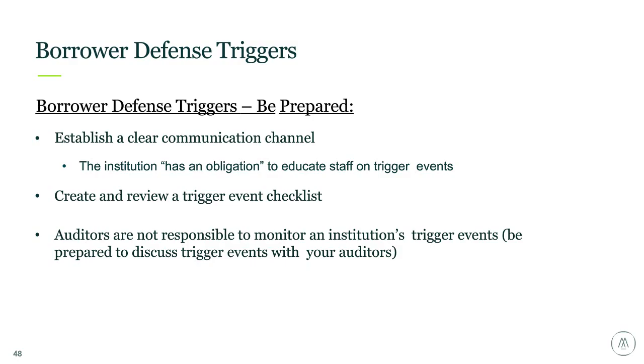Some of the things you could do to prepare for these changes: make sure the institution is educated on what these different triggering events are, so that if you run into these events, you notify the U.S. Department of Education in a timely manner. Again, the auditors aren't responsible for monitoring the institution's triggering events, so you have to make sure you have the controls in place to identify and report these events in a timely manner.